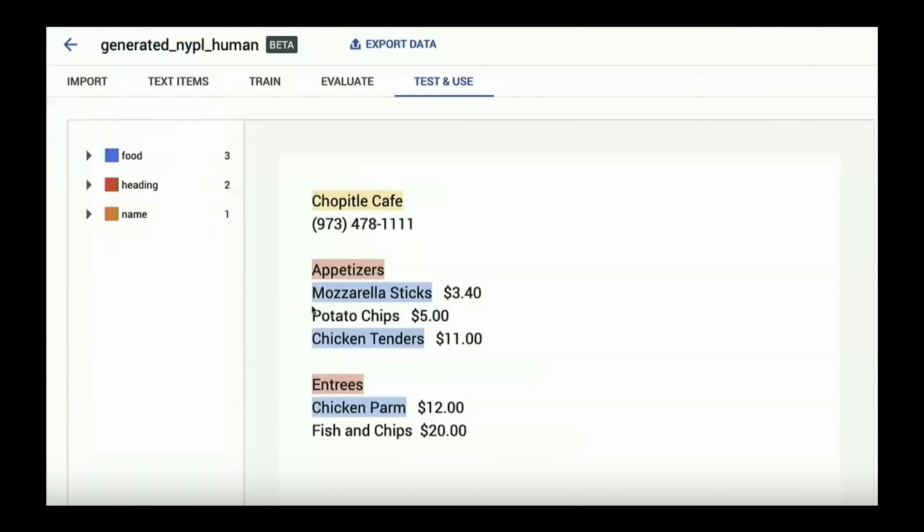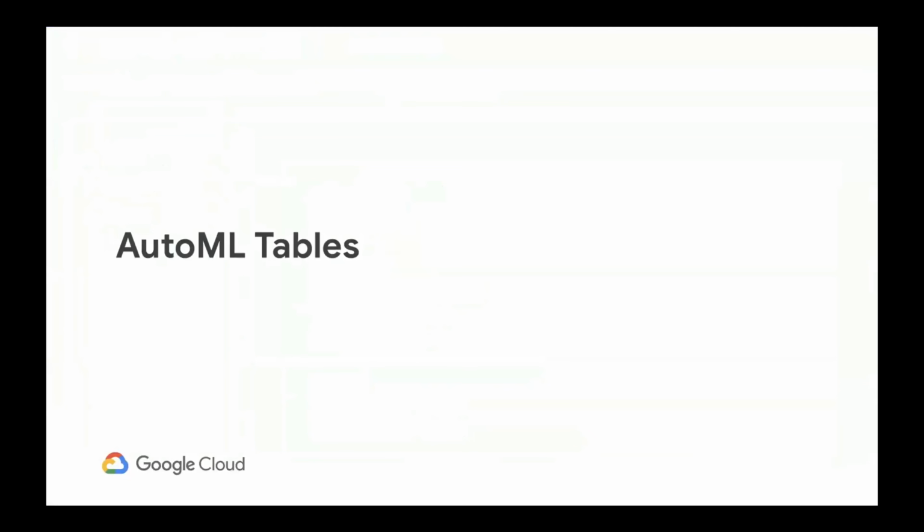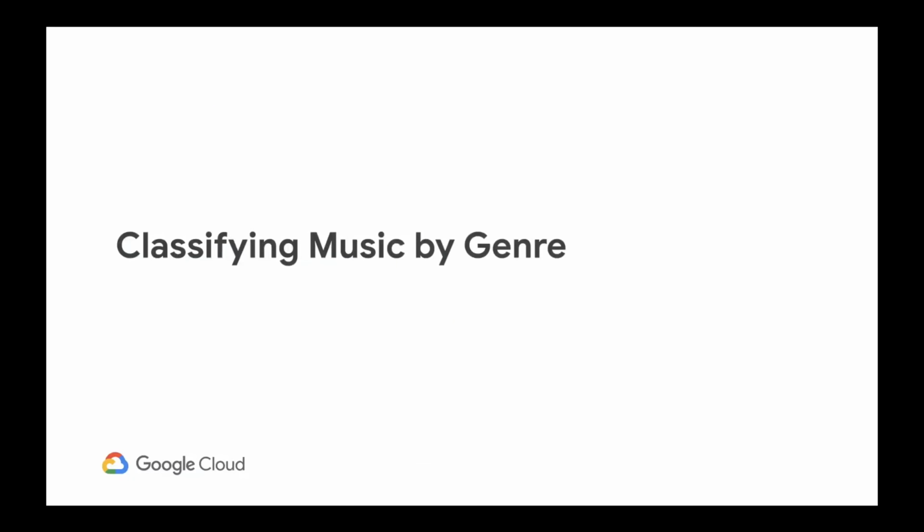Here's just another example of that. And the final area of AutoML that I want to talk to you about is AutoML Tables, which is for structured data. So the data that would come out of databases, tabular data in a CSV and so forth. So here's a fun problem that explains how to use something like AutoML.